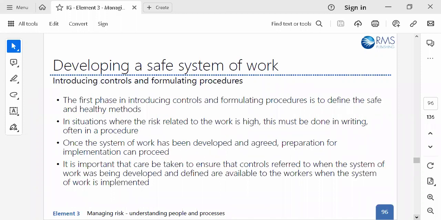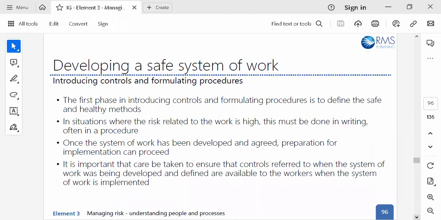Introducing controls and formulating procedure during developing a safe system of work. The first phase in introducing controls and formulating procedure is to define the safe and healthy methods. In situations where the risk related to the work is high, this must be done in writing, often in a procedure. Once the system of work has been developed and agreed, preparation for implementation can proceed. It is important that care be taken to ensure that controls referred to when the system of work was being developed and defined are available to the workers when the system of work is implemented.